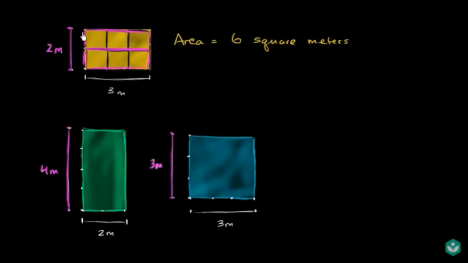And how did I get the 2 groups? Well, this has a length of 2 meters. So another way that I could have essentially counted these 6 things is I could have said, look, I have a length of 2 meters, so I'm going to have 2 groups of 3. So I could multiply 2 times 3, 2 groups of 3, and I would have gotten 6.